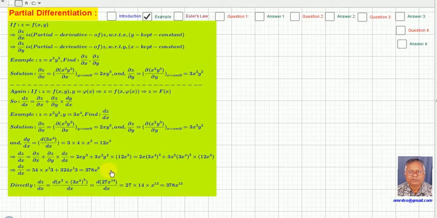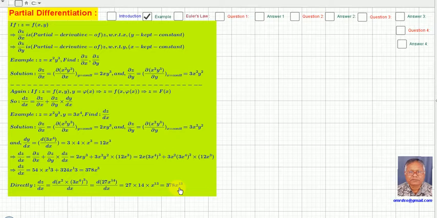Now, directly, if you want to do it, put the value of y here. So dz/dx becomes d/dx of x square into (3x to the power 4) whole cube, which means d/dx of 27x to the power 14, that becomes 378x to the power 13. Okay. This way you can understand what partial differentiation is. Very clear. If z is a function of two variables or more than two, then del z/del x is the derivative of z with respect to x keeping the others constant, and so on.